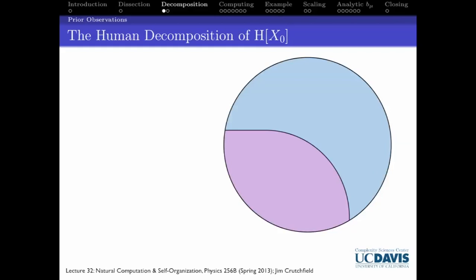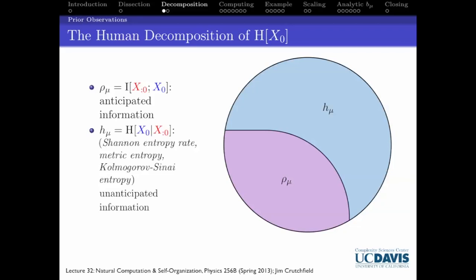So there's two pieces here. The first one, this one down here, we call rho mu, which is the mutual information between the past and the present. And this is anticipated information. This is the amount of information you would be able to tell about the present using just past observations. All right? And the second piece you all know and love is the entropy rate over here. This is the conditional entropy in the present conditioned on the past.